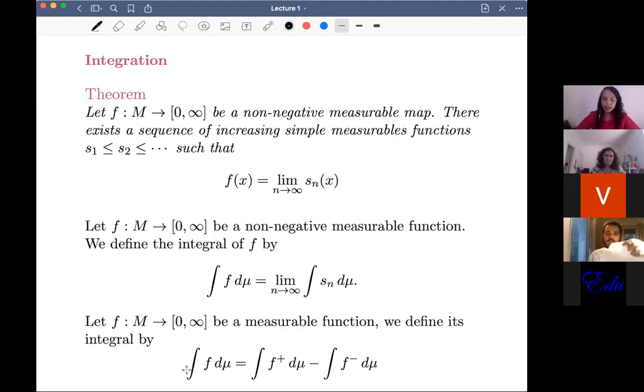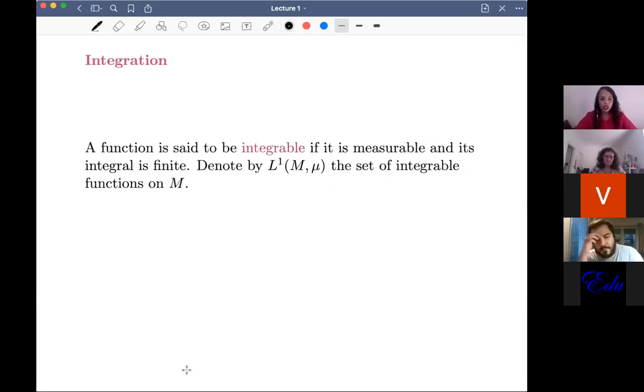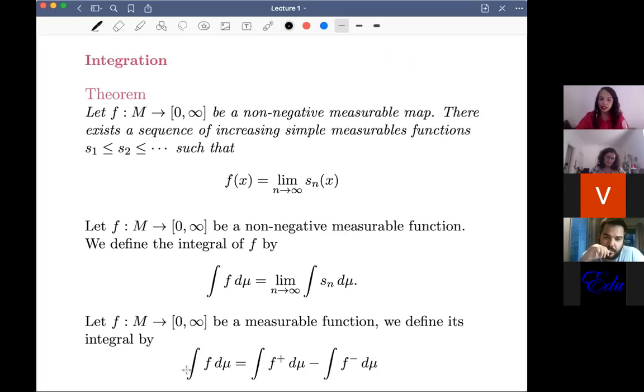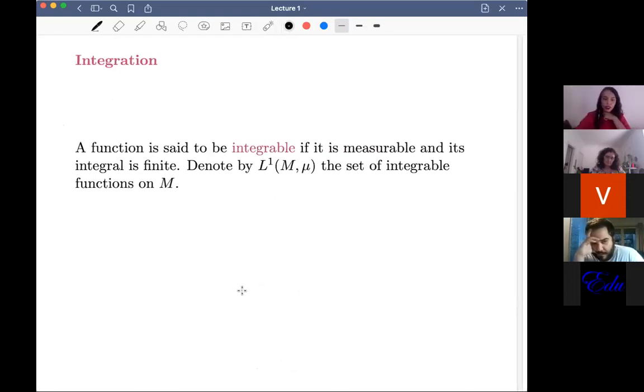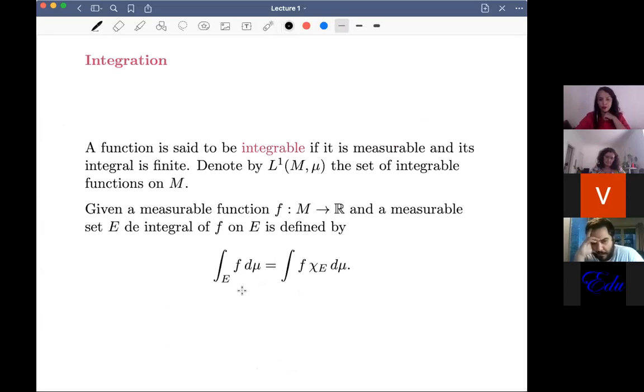Okay? So we say that a function is integrable if it's measurable and the integral is finite. If the integral that we define is a number, then the function is integrable, and we denote by L1 of mu all the integrable functions.